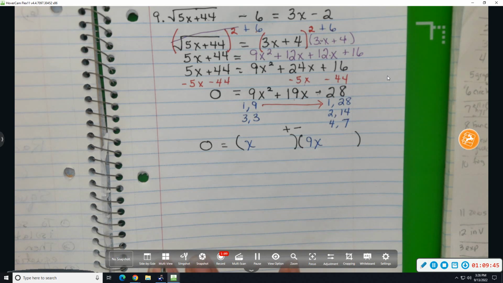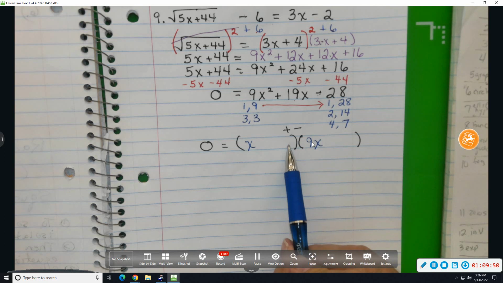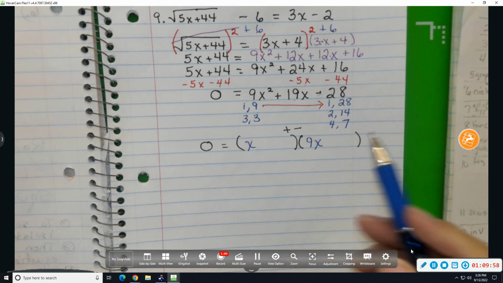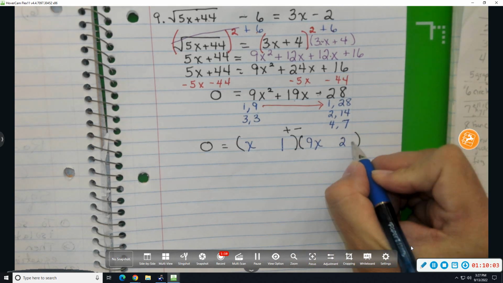If I'm going to make this work out, you don't want to put the 28 here, 28 times 9. Isn't that going to give you some huge number? If I put the 28 here, I'm thinking it's not going to work out. Okay? So I'm going to try it like this. The 1 and 28.